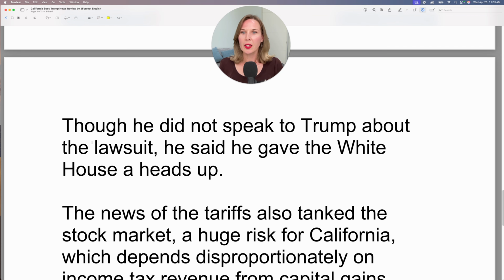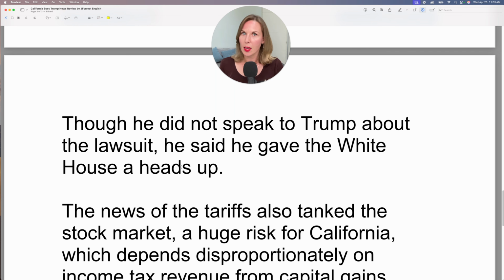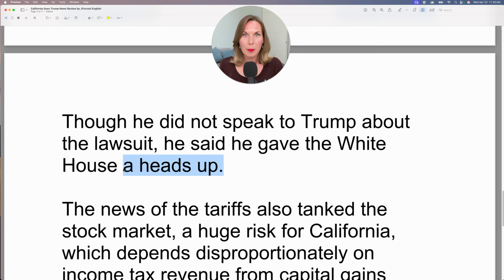Let's keep going. Though he did not speak to Trump about the lawsuit, he said he gave the White House a heads up. Do you know what a heads up is? A heads up is advanced warning. So before he filed the lawsuit officially, he called the White House and said, just to let you know, I'm filing a lawsuit. Just FYI, just a heads up, I'm filing a lawsuit. So he gave advanced warning or information before he did it.